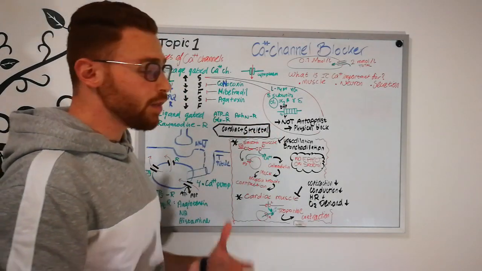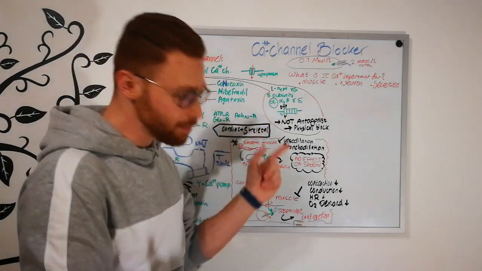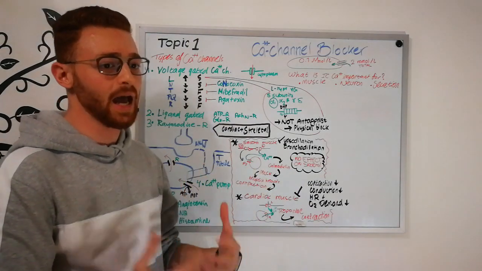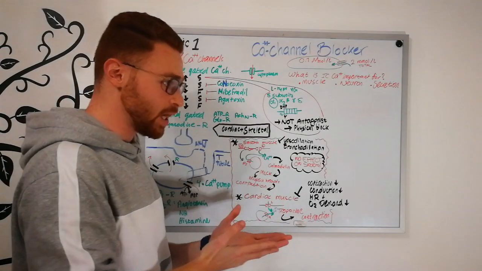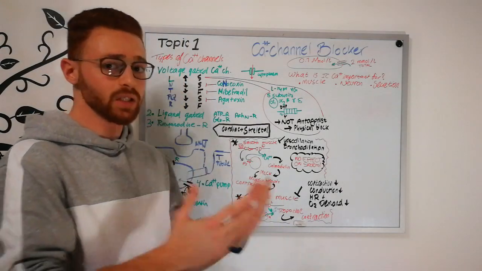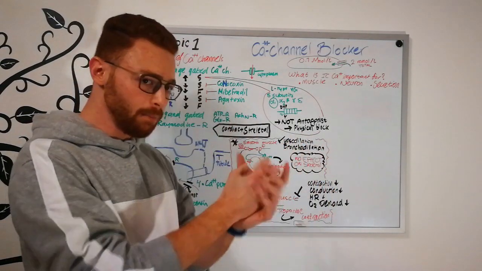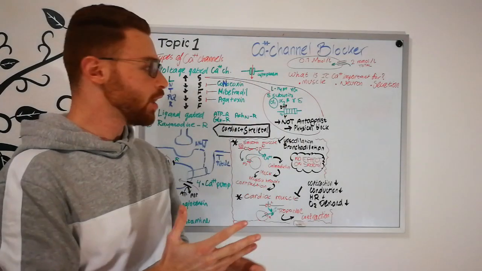Okay, now are they antagonists? No, they are not antagonists, because we're not talking about a receptor. We're talking about a channel that is voltage-gated, which means that it is ionotropic. It is not metabotropic, so we can't say that they are antagonists. So if they are not antagonists, what is the mechanism then? The mechanism is physical block. The drug binds to the alpha 1 and inhibits the calcium from entering into the cell.